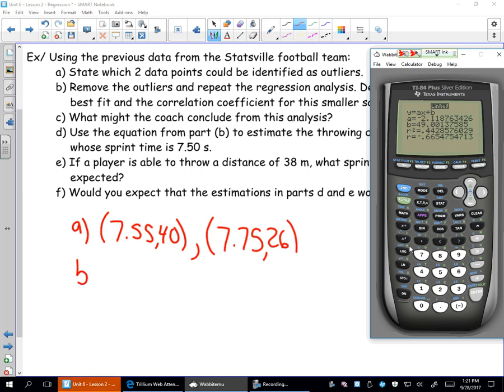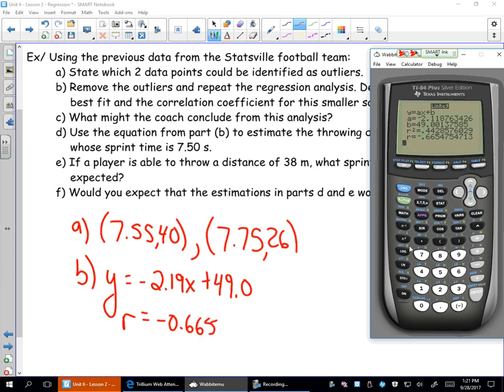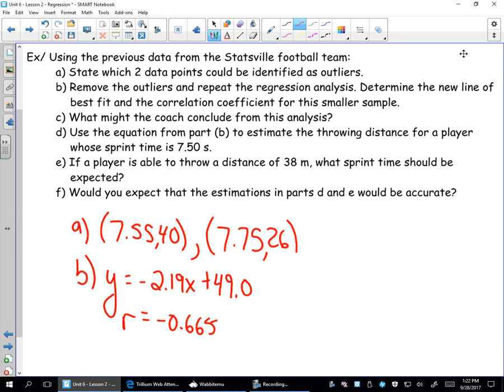What is our line of best fit? Well, y equals negative 2.19x plus 49.0 basically. And our r value, which was kind of weak, moderate-ish, it's improved to a negative 0.665. It's still in the moderate range, but it's way higher than it used to be. Okay. So let's answer some more questions.